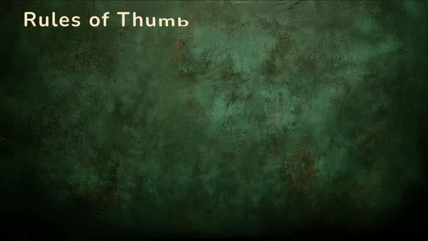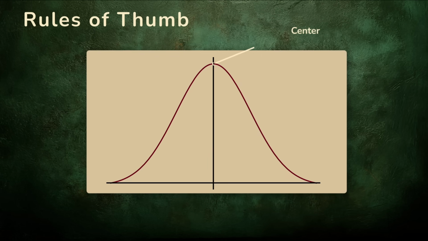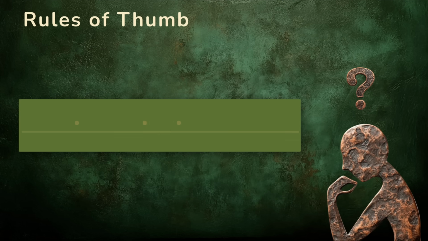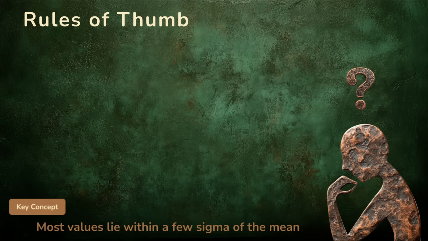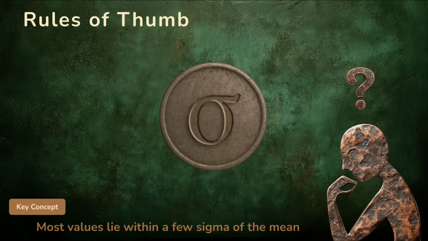So now you've got your bell curve, you know where the center is, you know how wide it is. But here's the real power of the normal distribution. Once you know mu and sigma, you can start making predictions. How likely is it for a value to land near the mean, or far from it? The answer, surprisingly predictable. In any normal distribution, most of the values fall within just a few standard deviations of the mean. This is called the empirical rule, and it gives us specific percentages.